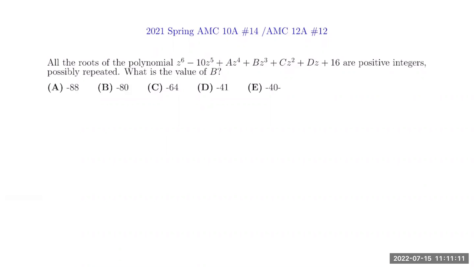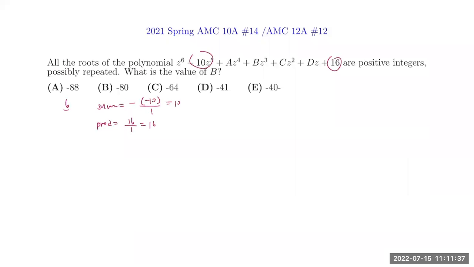First, we notice that from our expression, by Vieta's formula, we will have 6 roots. And we know that the sum of the 6 roots will be equal to negative of negative 10 over 1, which is just 10. And then we know the product of the roots will be equal to positive 16 over 1, which is 16.